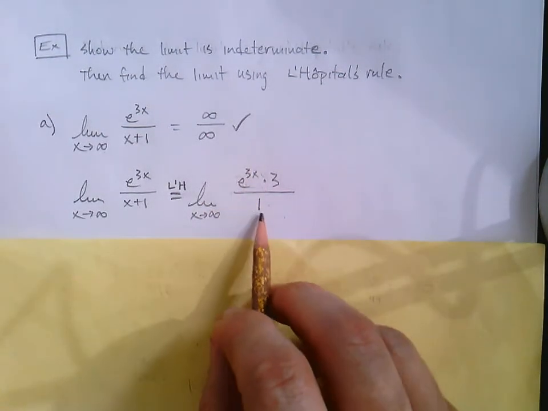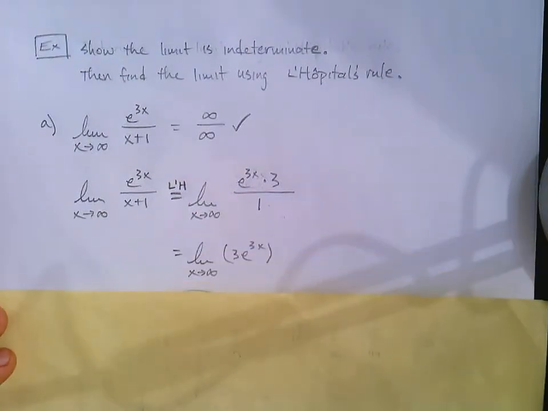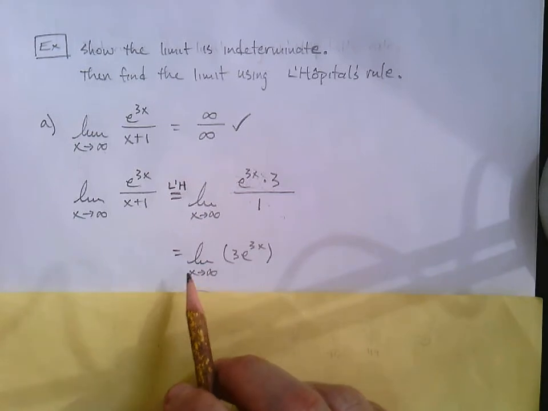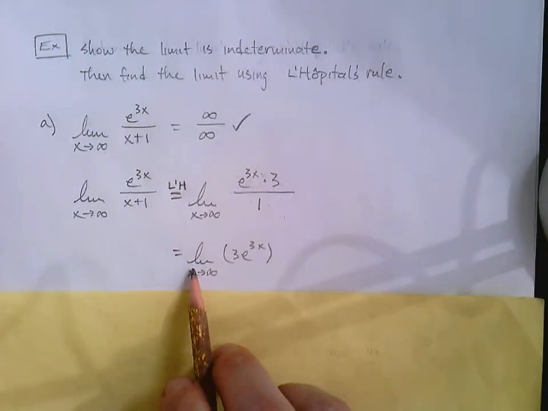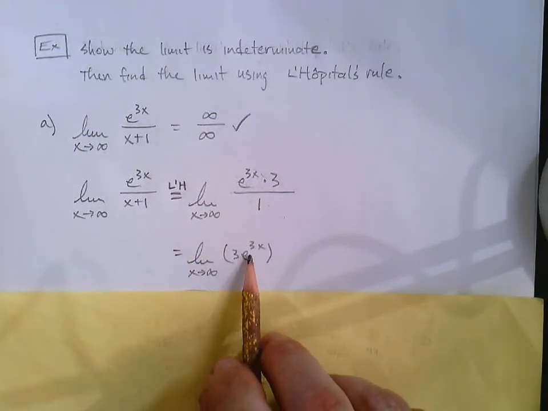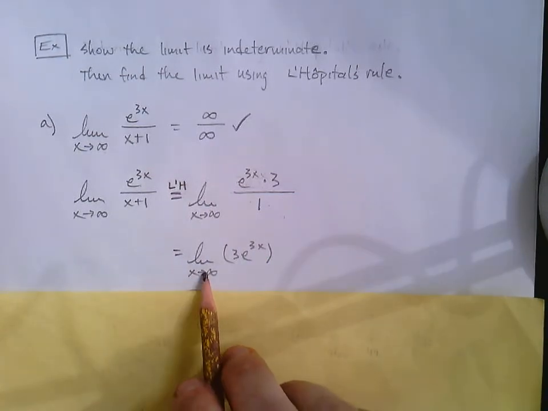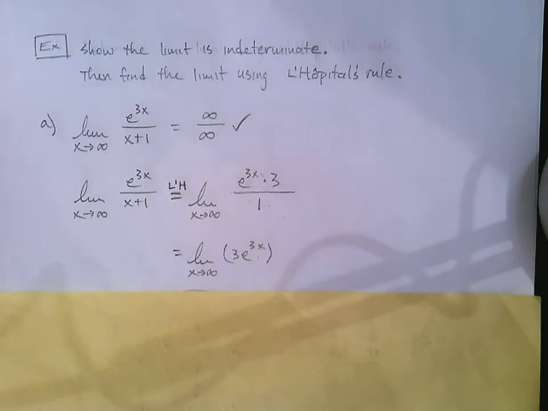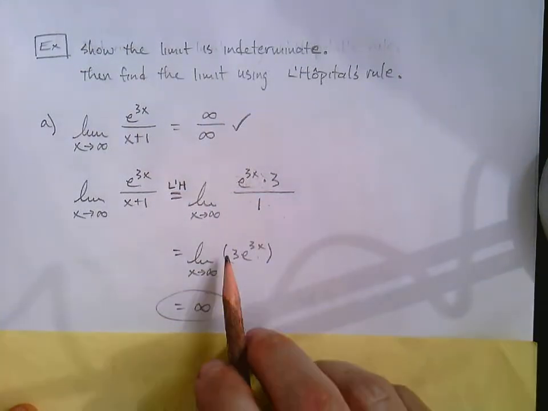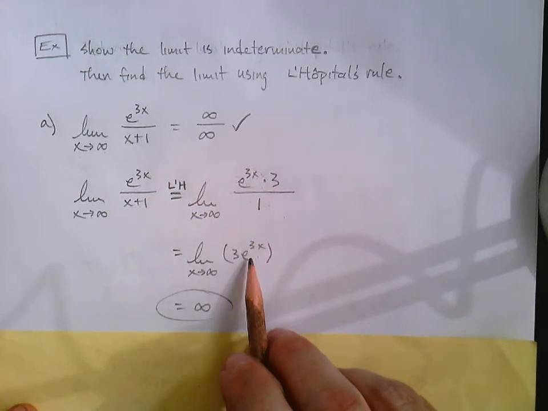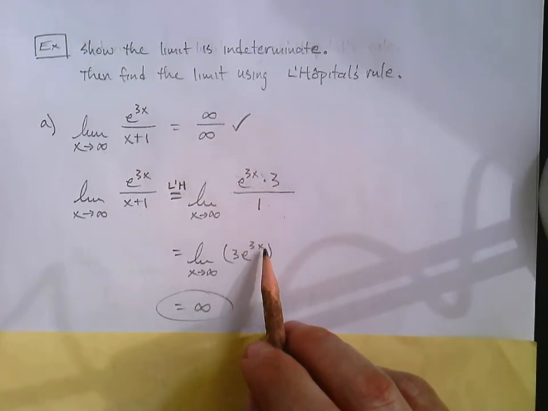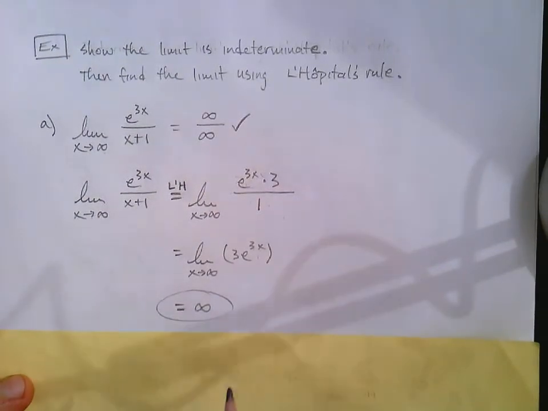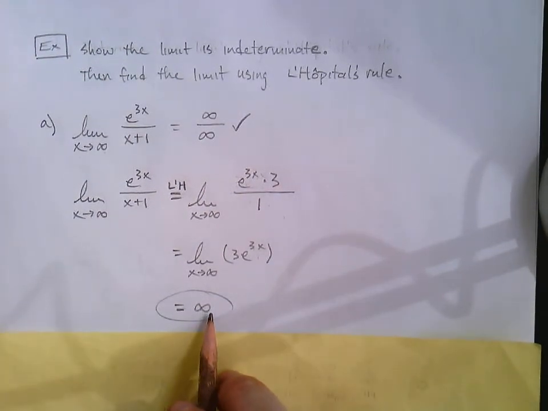Well, let's clean this up just a little bit. There's not much to do. We'll put the 3 in front, and it's over 1, so we don't need that. So we're simplifying. It's the limit as x approaches infinity of 3e to the 3x. If we can now perform this limit, then we're good to go and we can answer the question. And yes, of course, we can. As x approaches infinity, e raised to a big number is infinity, and we multiply that by 3, and we still get infinity. So there we go. The answer to this is infinity.